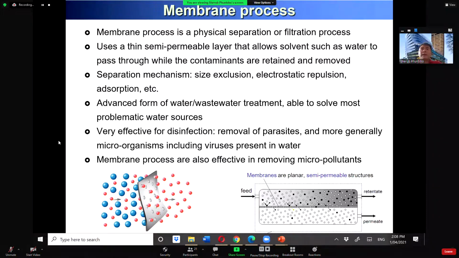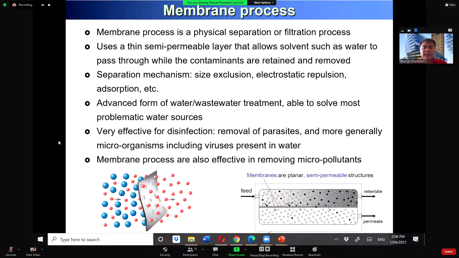So membrane process is becoming very versatile these days, because there are wide varieties, as I say, in the industrial chemical processes where many types of pollutants are produced. So you can find membrane process everywhere.